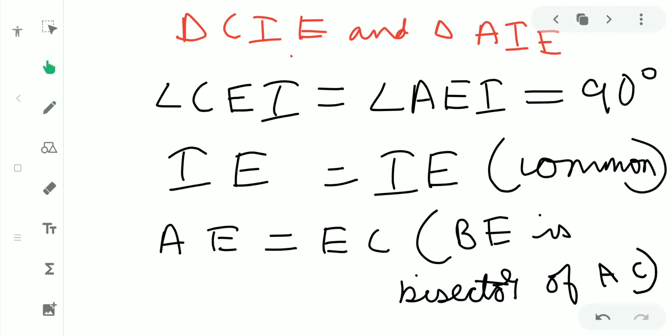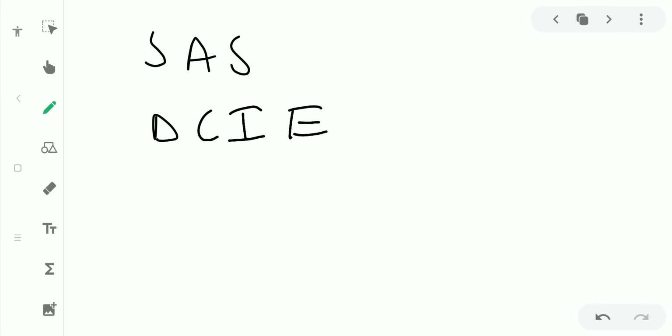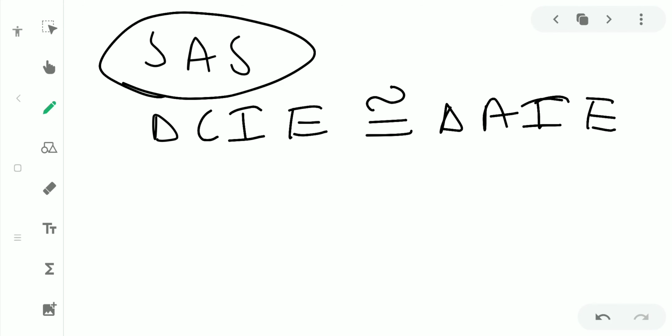Now we have proved the congruency by SAS, side angle side criterion. I will have triangle CIE is congruent to triangle AIE. So triangle CIE is congruent to triangle AIE by side angle side criterion or side angle side property.